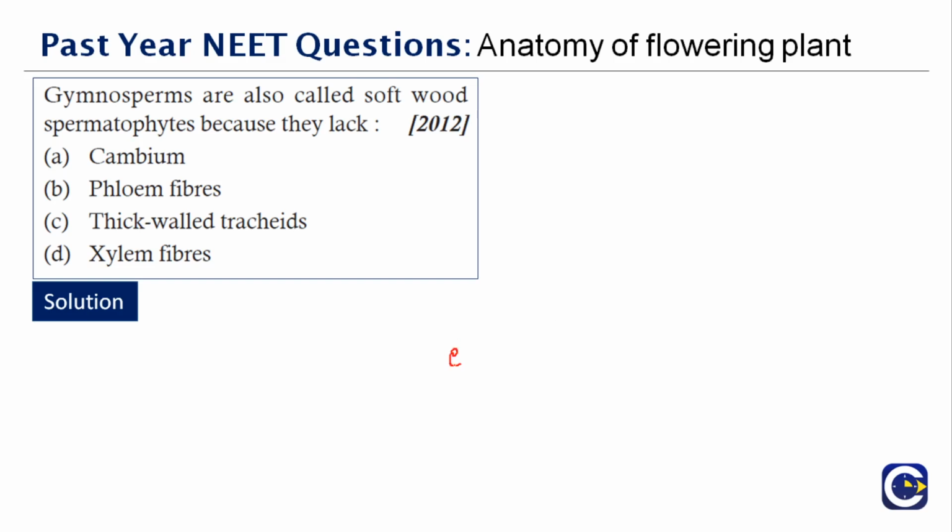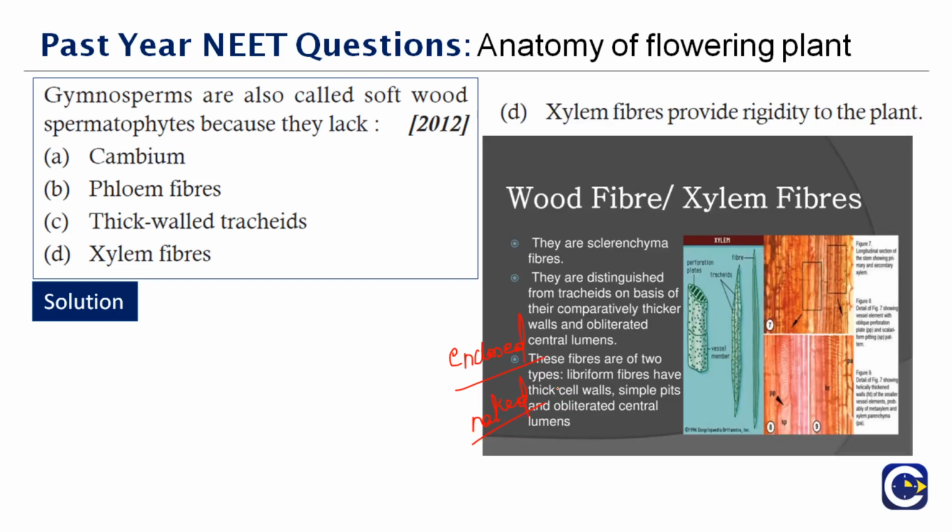The seeds will not be enclosed, right? The seeds will remain naked, they are not enclosed. So that is the main property of gymnosperms. And gymnosperms are also called softwood because they lack the xylem fibers. Okay, so here you have some functions also that I've mentioned here. Wood fiber or xylem fiber, if you see, they are sclerenchyma fibers.